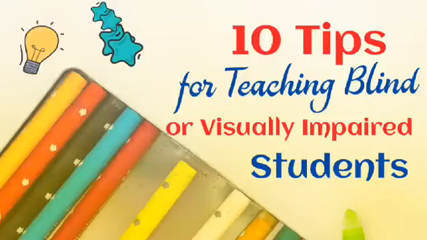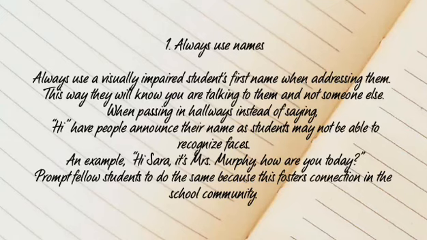10 tips for teaching blind or visually impaired students. 1. Always use names. Always use a visually impaired student's first name when addressing them. This way they will know you are talking to them and not someone else.